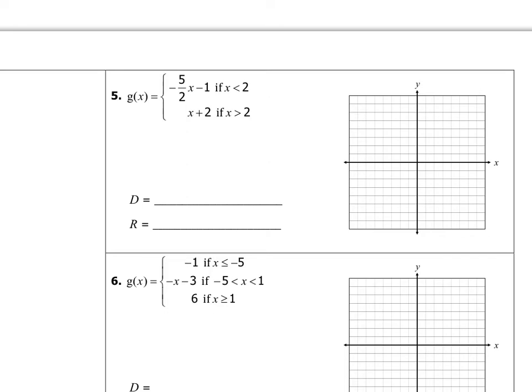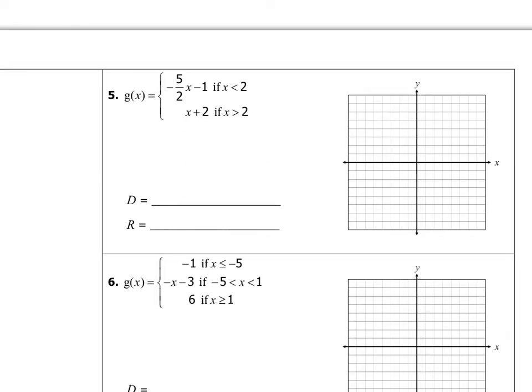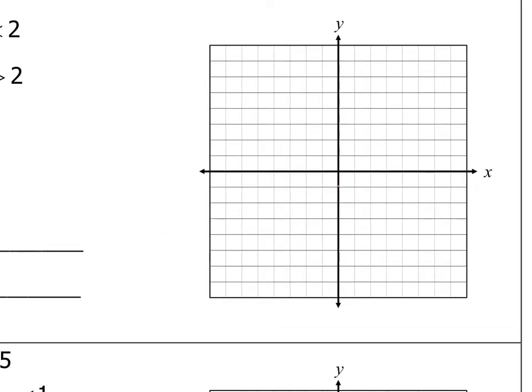So we get negative 5 halves x minus 1, which means we're going to go down 1, and put a dot. And then from there, it's down 5, and then left 2. But I'm really more concerned about all the things on this x-axis to the left, less than 2. So I'm going to go down 5, 1, 2, 3, 4, 5, and left 2. And I'm more concerned about those, so I'm looking at these ones on the left-hand side.